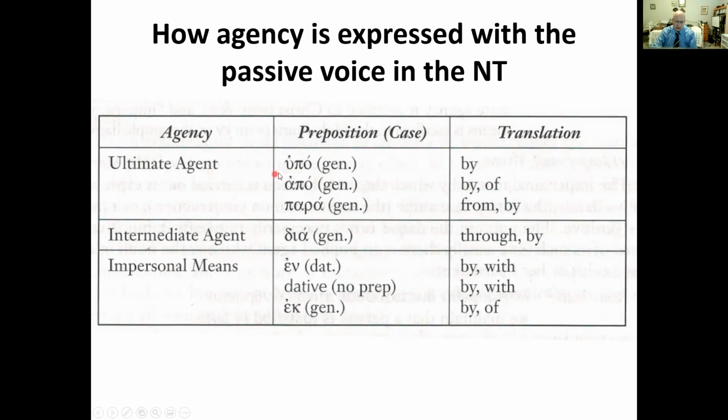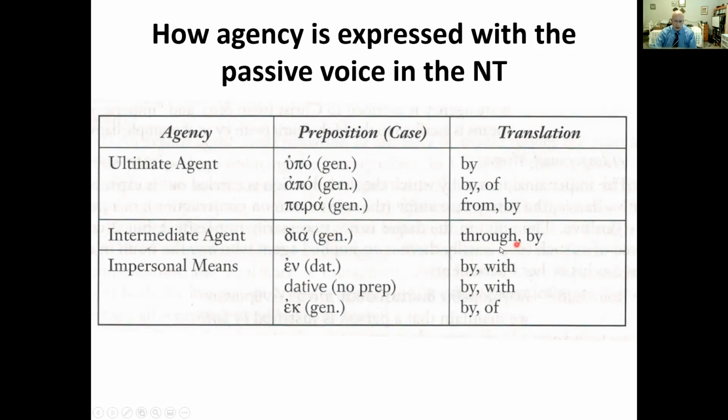There's the ultimate agent. I was hit by John. In other words, John was the one who did the hitting. I am the subject of the sentence. I was hit, but the action happens to me and is done by someone else. Other words that are sometimes used are apo and para, from or by. Now, there can be what's called an intermediate agent. Let's suppose it was done by John by means of or through.